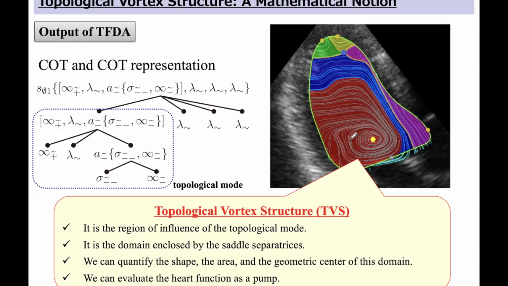The boundary of this domain is given by the saddle connection from this tangent line to this boundary. This means that the boundary of the topological vortex structure is now identified. Using this area, we can quantify the shape, the area, and the geometric center of this domain. As a result, we can also evaluate the heart function. This is a new notion called TVS, topological vortex structures, derived by the TDA theory we have developed.